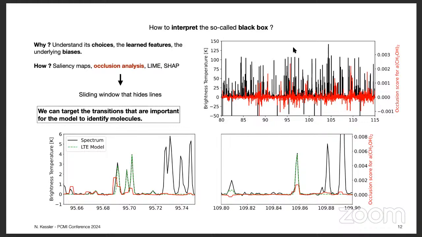Here, for example, we have a spectrum in black, and I show you the occlusion score for ethylene glycol. We have the occlusion score on all the bands, and we have positive and negative scores corresponding to correlations and anti-correlations. When we zoom in towards the maxima of this occlusion score, we can see that it corresponds to transitions of the molecule of interest, because here we have the Hilton model of ethylene glycol.